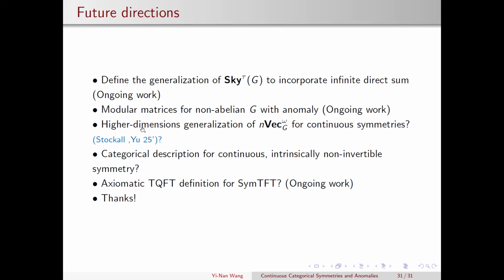And you may also wonder about the higher-dimensional generalization. There's the n-Vec_G^omega for continuous symmetry with the analogous notion. There's a paper by Stockel and Matt Yu, just recent, and they also use the quasi-coherent sheaf formulation that we proposed. But I just think that still, if you want to be mathematically rigorous, that only applies to algebraic groups probably. So I think there are still tons of open questions, and most of the questions are still open.